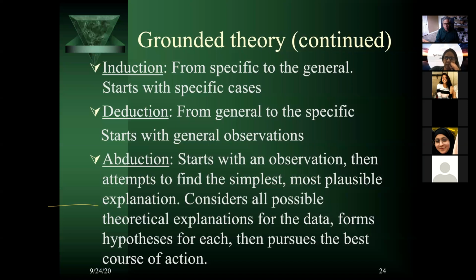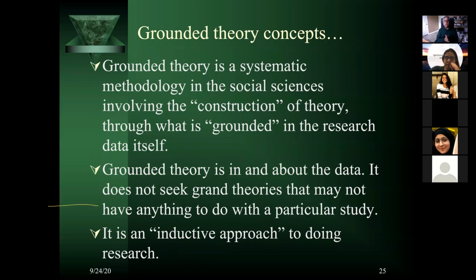All right. So grounded theory is a systematic methodology in the social sciences. Don't think it is just all the dots out there and somehow you have to connect all the dots, and when the heck are you going to be able to do that? It's a systematic approach. It's a very systematized methodology in the social sciences, involving the construction of theory, all right, that is grounded in the research data itself.